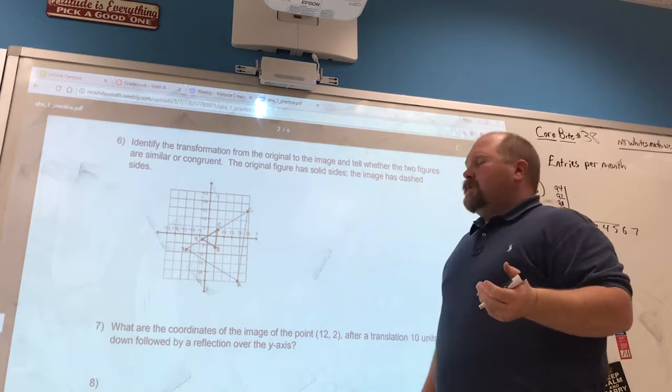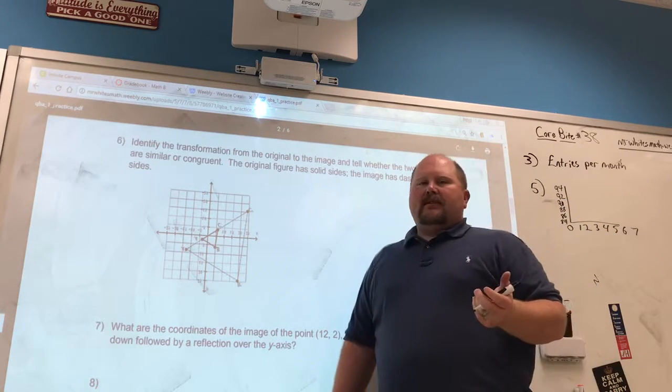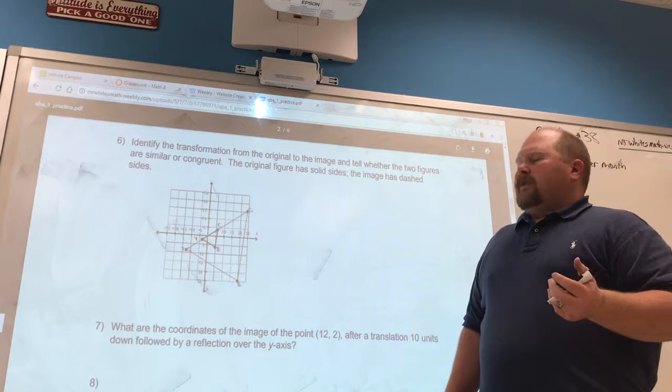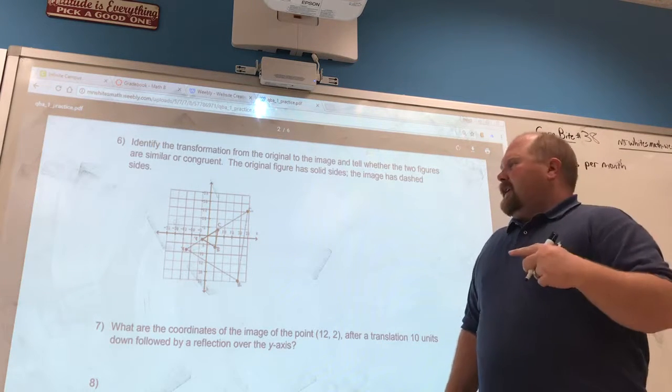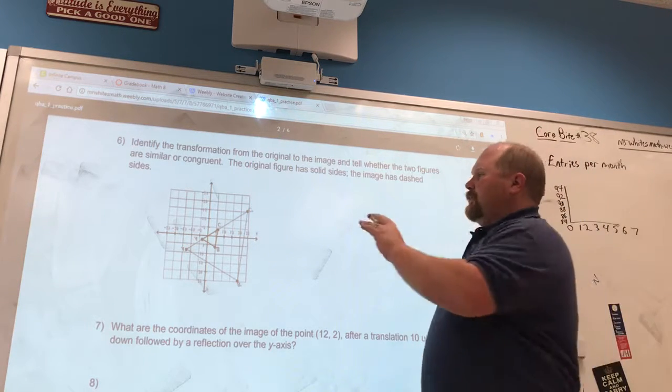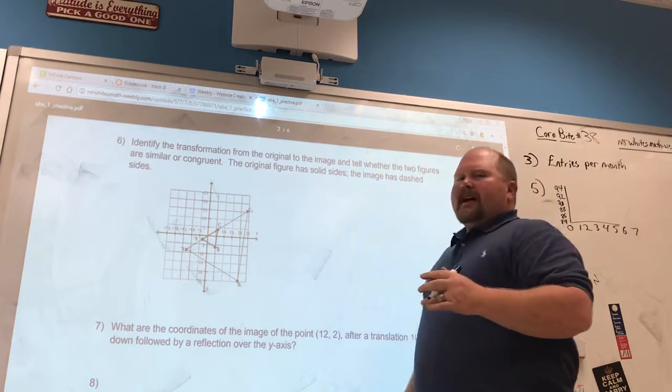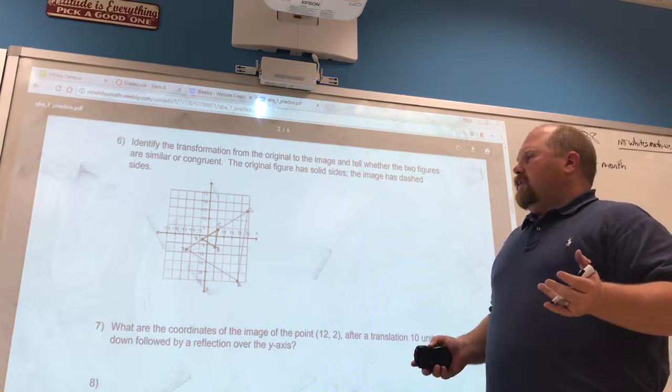Well, our choices, there's 4 choices in 8th grade. A translation, which means it's been slid somewhere. Rotation means they've turned it. We have reflection, which would make a mirror image of it. And a dilation would mean it changed size. It either got bigger or smaller.